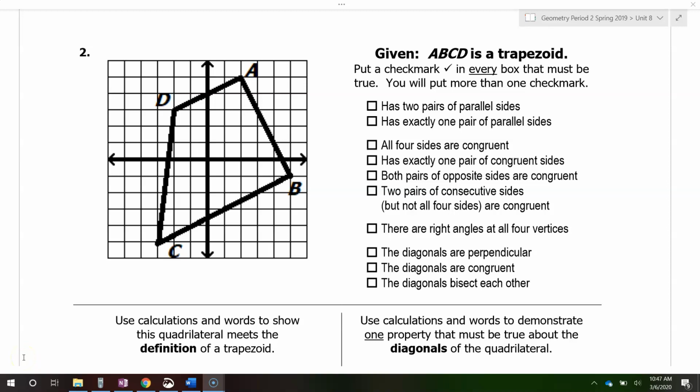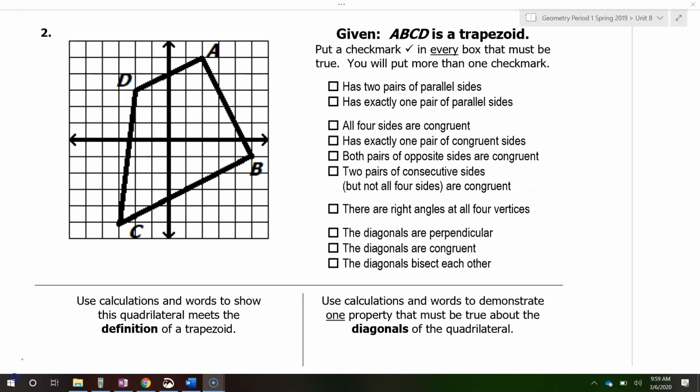In this video, I will show you how to prove that shape ABCD is a trapezoid using coordinates. Okay, so we're told that ABCD is a trapezoid. Let's check off everything that applies to a trapezoid.